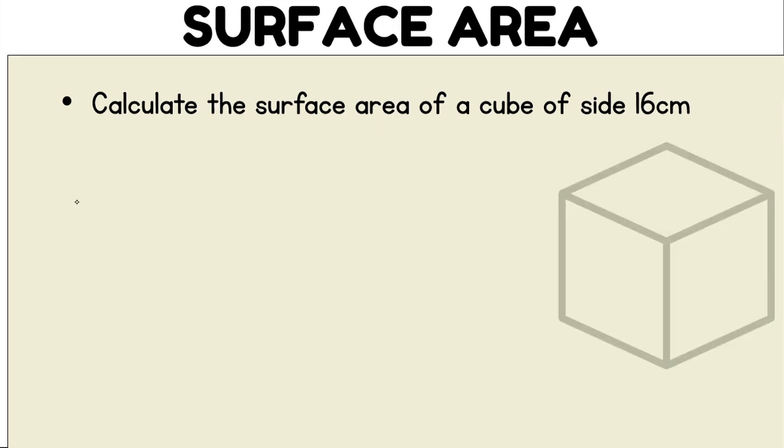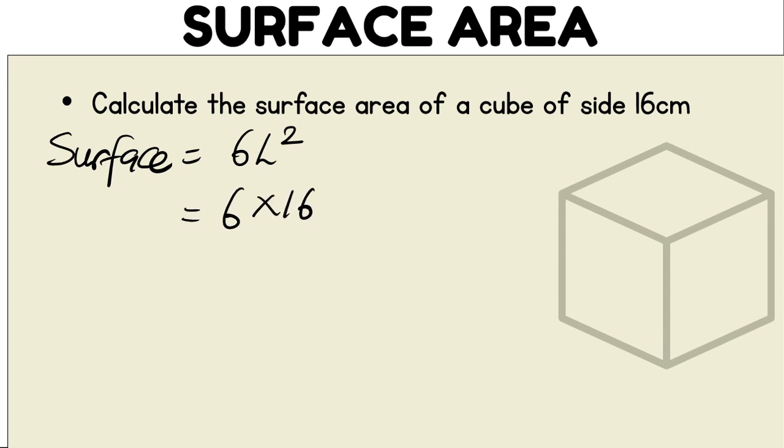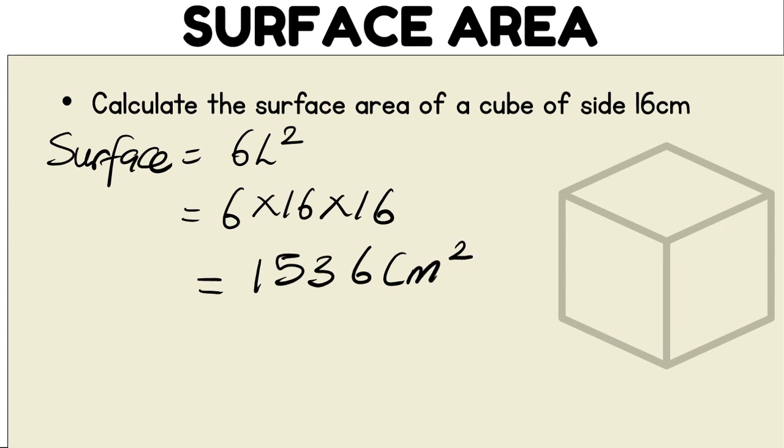So let's solve it together. We have surface area is equal to 6 length square, and this is equal to 6 times 16 times 16, and this will give us 1536 cm square. Remember that the answer is left in cm square because we are dealing with area, and area is measured in square units.